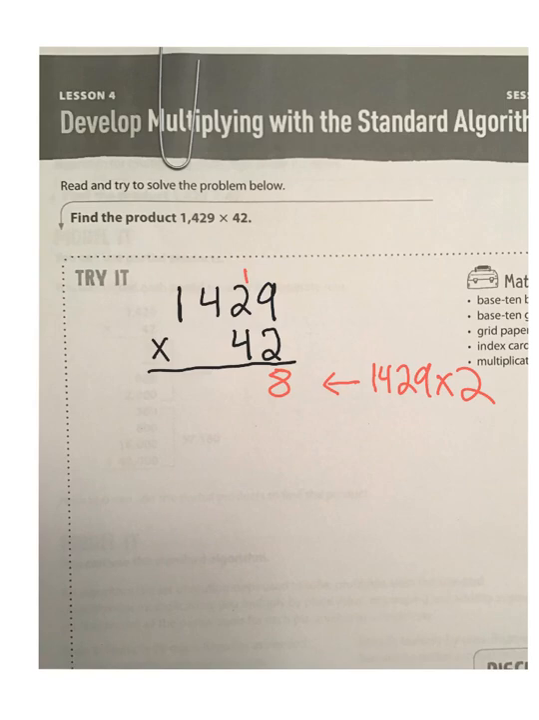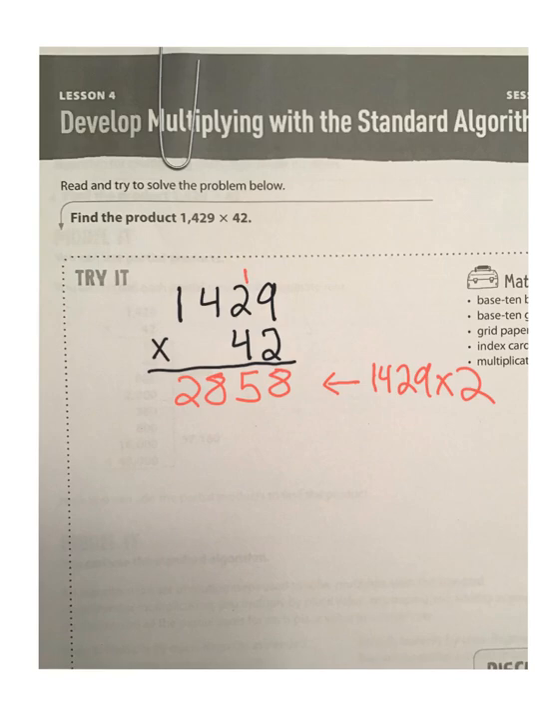Now I go to the left. 2 times 2. Hey, that's 4. Plus 1. 4 plus 1 is 5. Okay, 2 times 4. 2 times 4 is 8. Now 2 times 1 is, well, 2. So you should have 2,858 as your first row of numbers there, your first line of numbers.